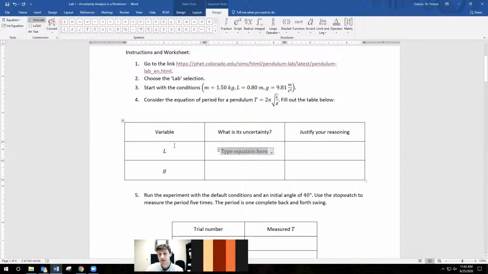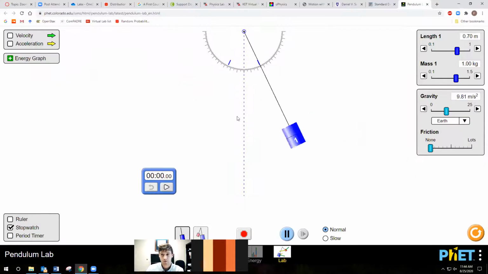But if we think about the uncertainty in the length, the length of the pendulum string is the distance from the pivot point at the top to the center of mass of the pendulum. There is a middle line in the mass of the pendulum indicating its center of mass.